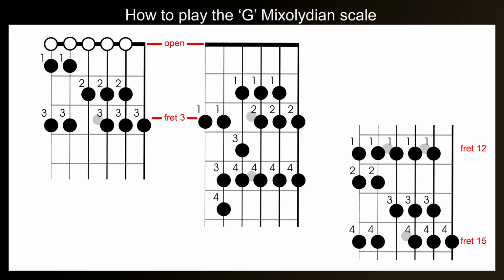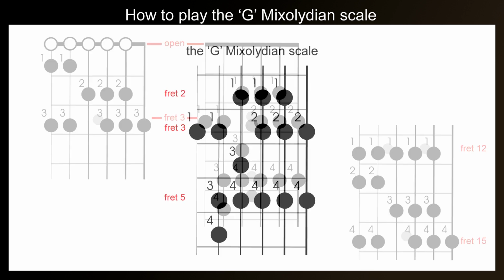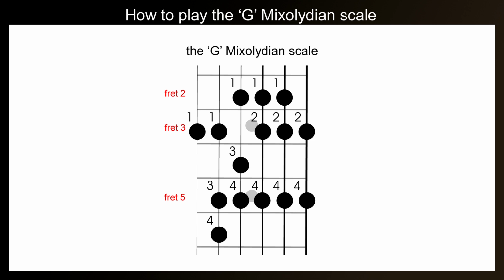In this tutorial, I've put the 3 different versions of the G Mixolydian scale in order of priority. And obviously this one's the last. However, it can be a useful scale because you change positions halfway through. So, let's learn to play the G Mixolydian scale from the 2nd fret bar position.